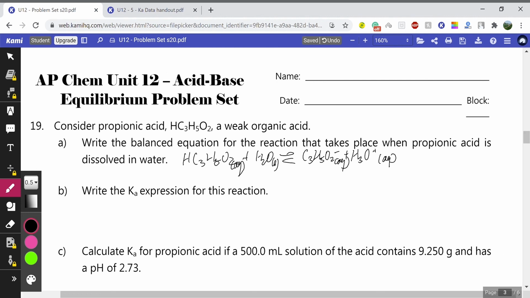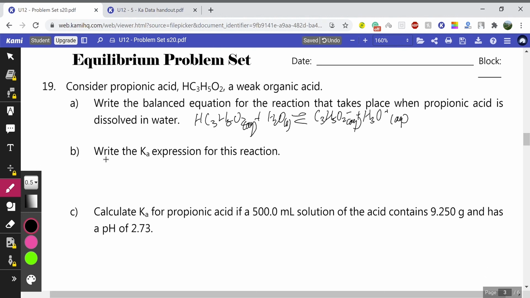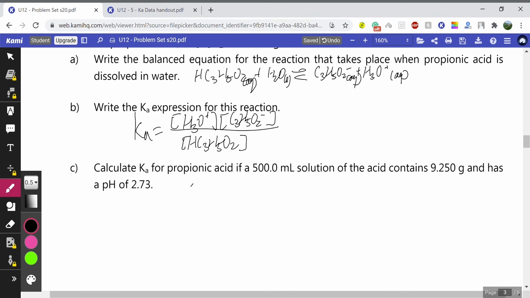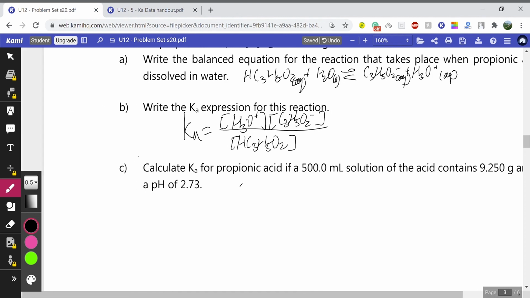Now this is balanced, and write the K expression. Ka is equal to the concentration of H3O plus times the concentration of C3H5O2 minus divided by the concentration of HC3H5O2. And you will not include H2O because it's liquid. Now calculate Ka if we have 500 milliliter solution and 9.250 grams.